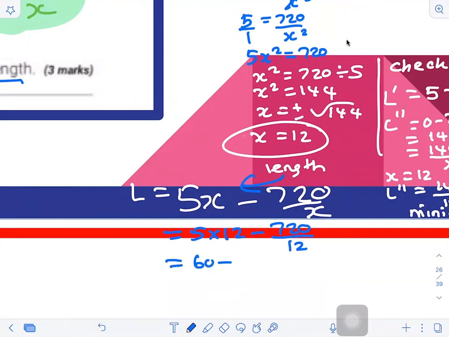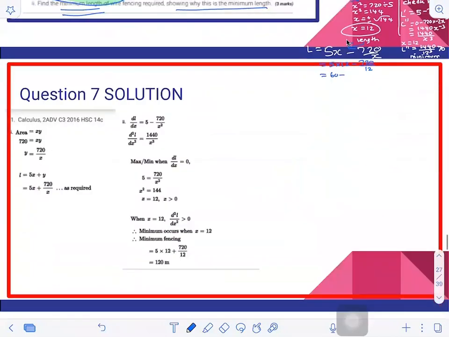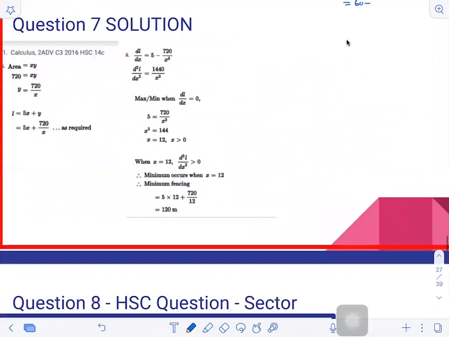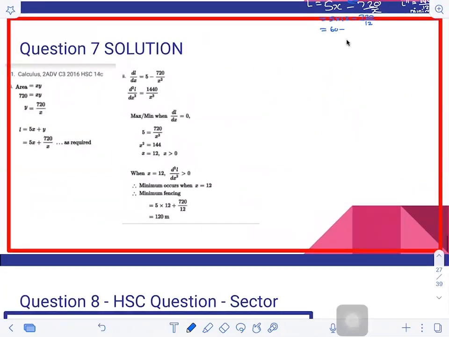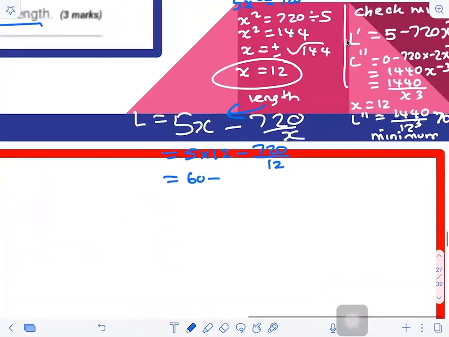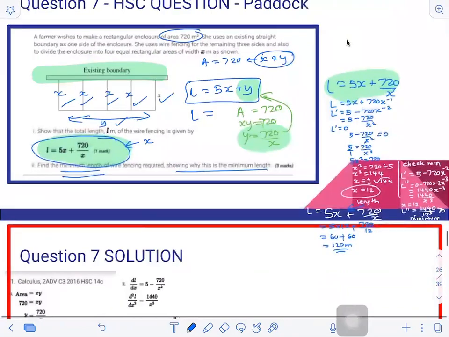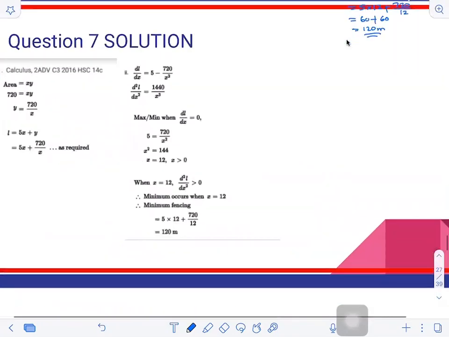720 divided by 12, we get 6. That doesn't work. Let me just have another think about that. Let me have a look here. Yeah, I'll put 12 in there. 720 on 12. 5 times, it should be a plus in the middle. That's what I've done, it's a plus in my formula. Silly me. That's a plus. Okay, so that's going to be 60 plus 60, so you end up with 120 meters of wire for it to be a minimum. And there's the solutions there you can look at as well.